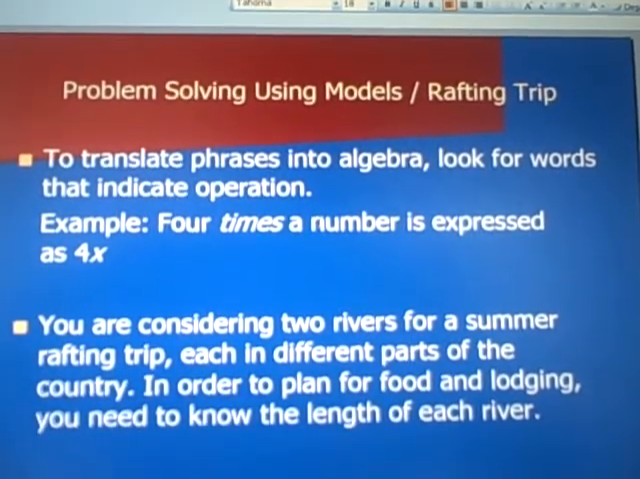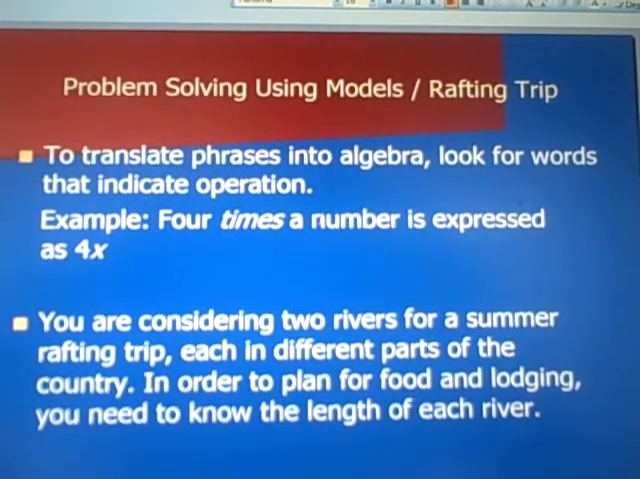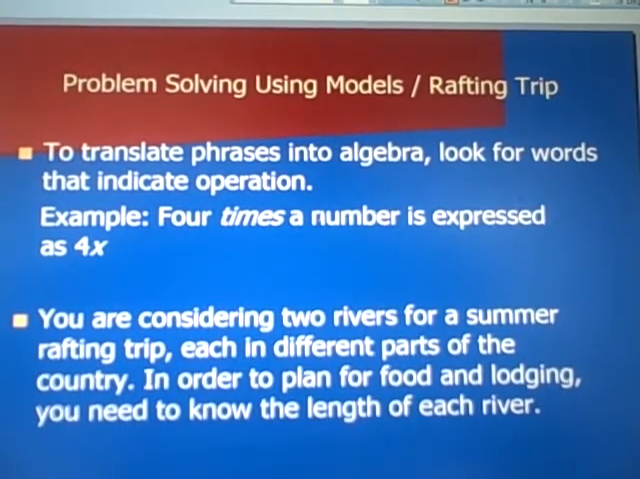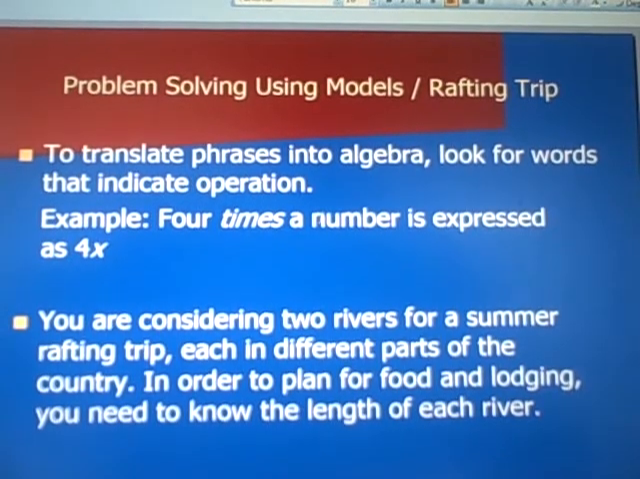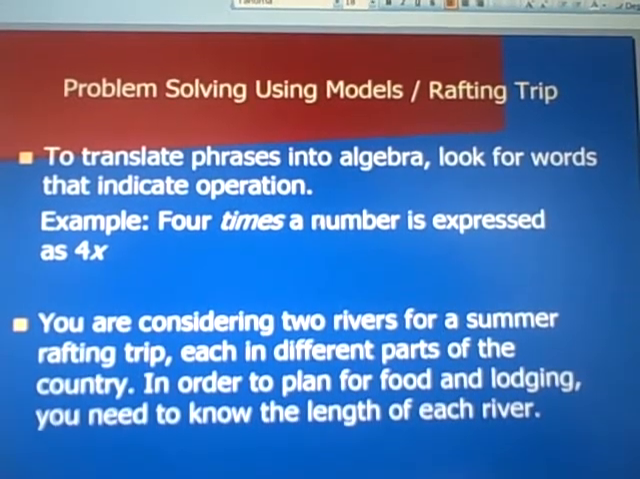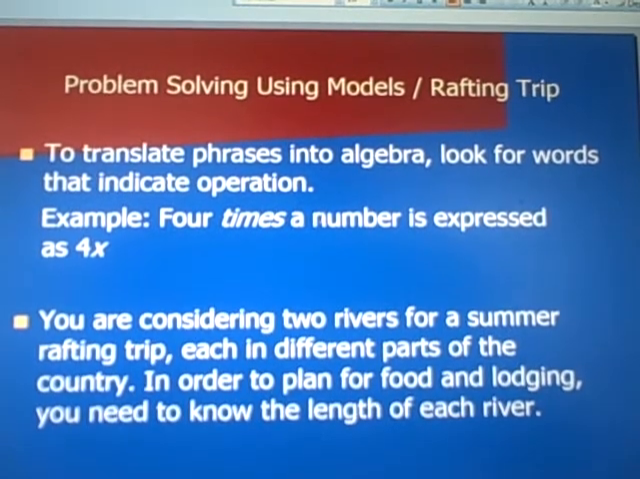Problem solving using models. You will hear teachers talking about models, ways to set up problems to solve them. To translate phrases into algebra, look for words that indicate operation. We used these in the first video. For example, 4 times is expressed as 4x.